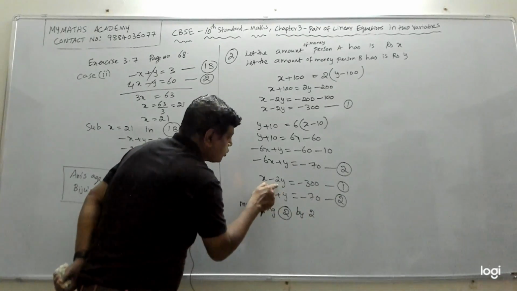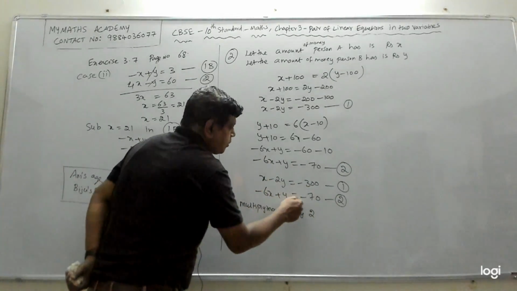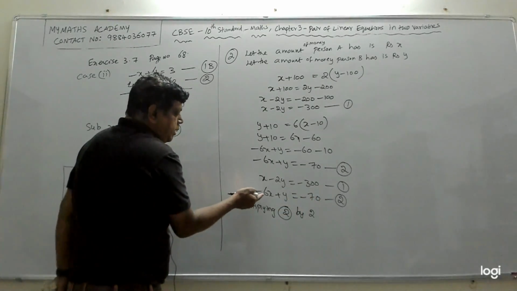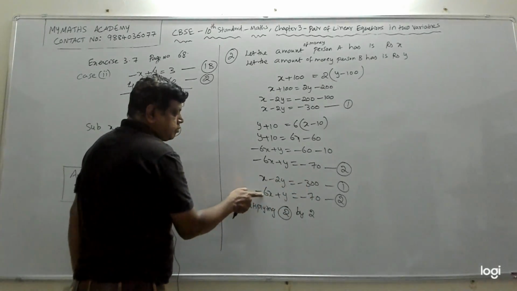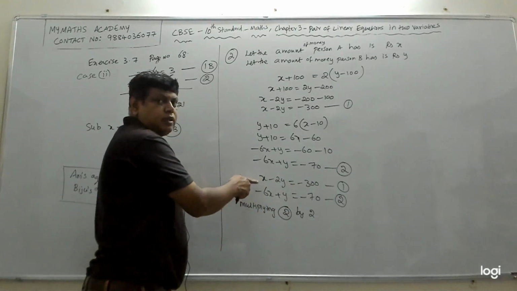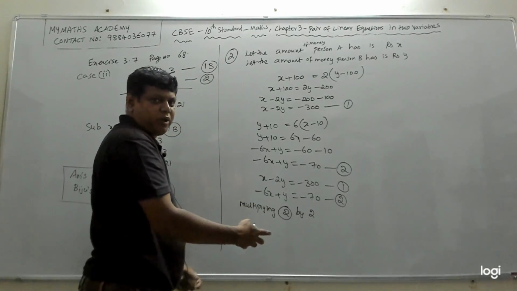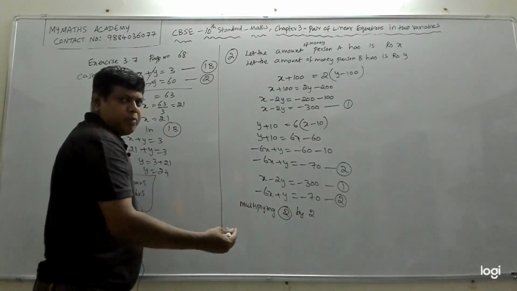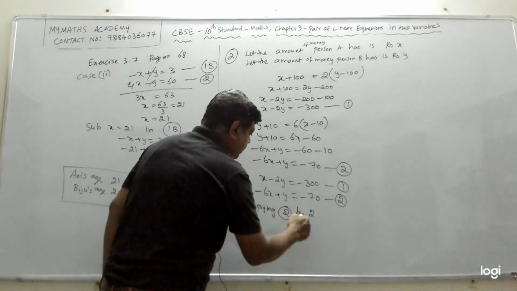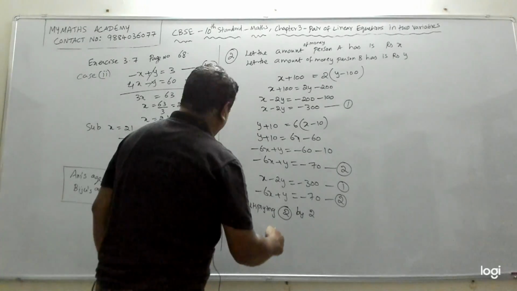How did I know 2? This 2. Multiplying the second equation by this 2 will make it 2Y. Everything will be multiplied by 2. Or we could have multiplied the first equation by 6 also, but multiplying by 6 is a little tougher than multiplying by 2. Both are okay, but we always try to multiply with a smaller number. So if I multiply the second equation by 2, what will happen?